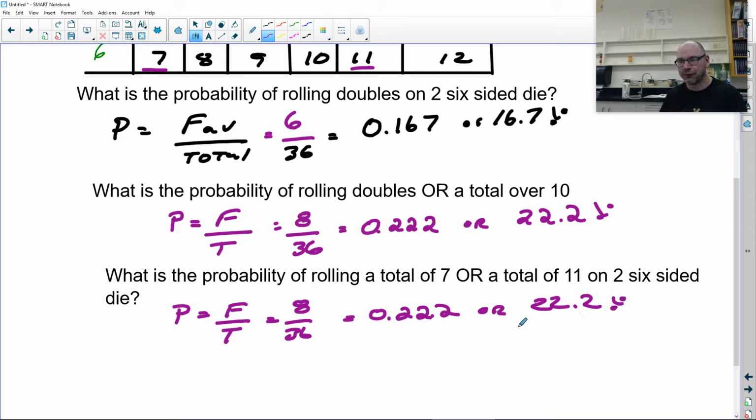Okay, so that's theoretical probability. Theoretical probability is the favorable events over the total number of events for an event. Remember, experimental is totally different. That's where you're actually doing tests, and that's what we did yesterday. You did a bunch of tests to see how close you could get to the theoretical probability.